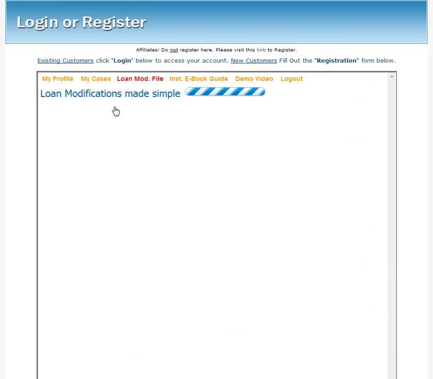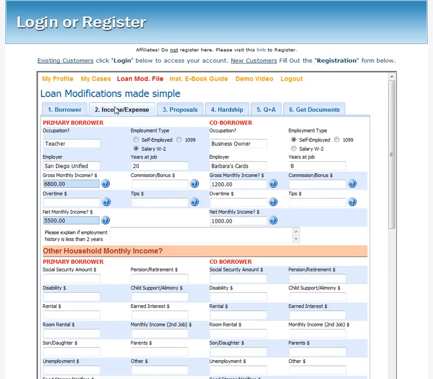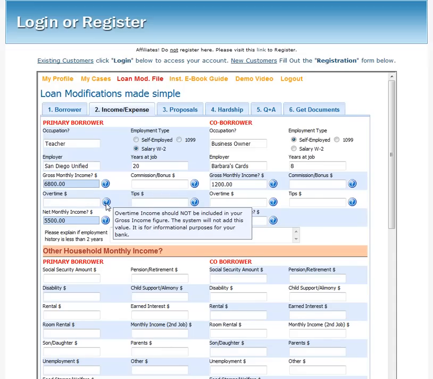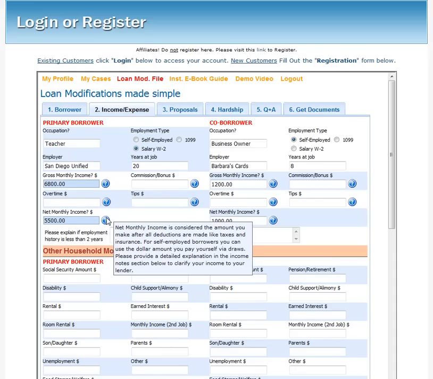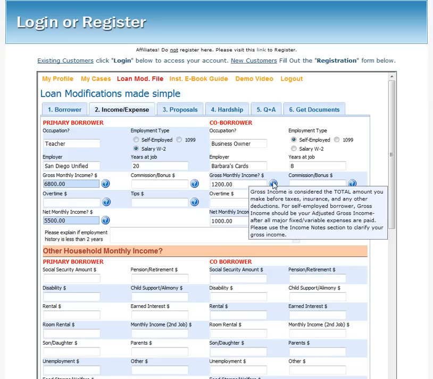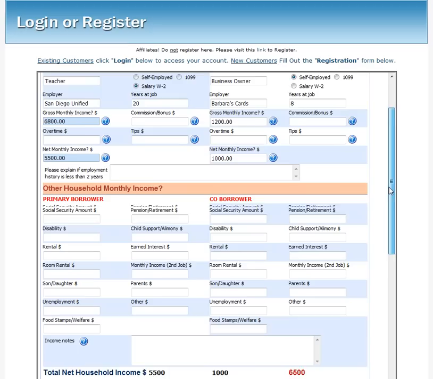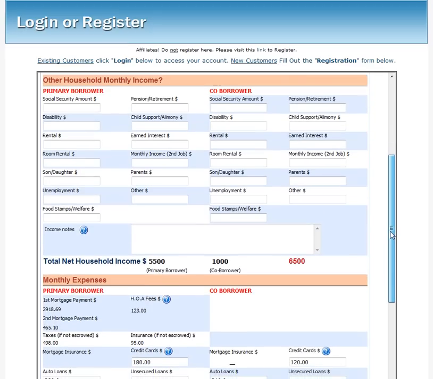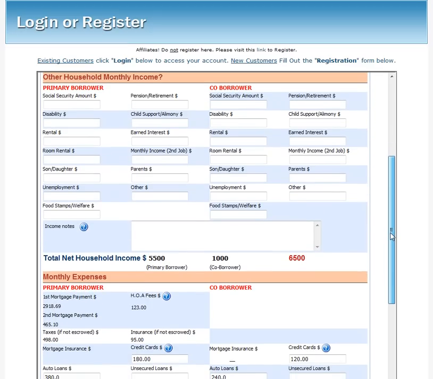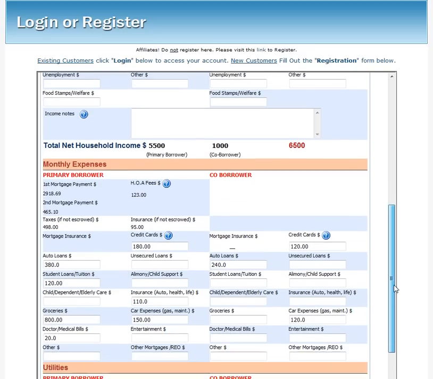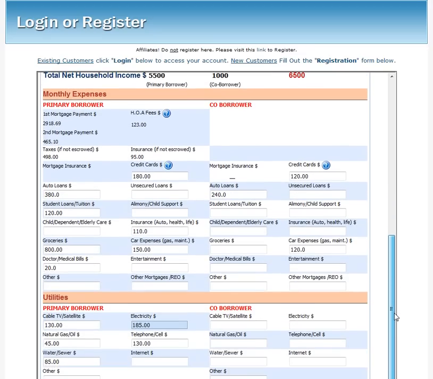Here you will answer questions about your employment and overall household income. Regardless of whether or not your spouse is on the loan, if he/she is contributing to household income, you should include his/her salary or earnings in this section. You should also include income from children, parents, or grandparents, even if it comes in the form of tuition assistance, car payments, etc. However, please note that any income or expenses presented to the lender may need to be substantiated.